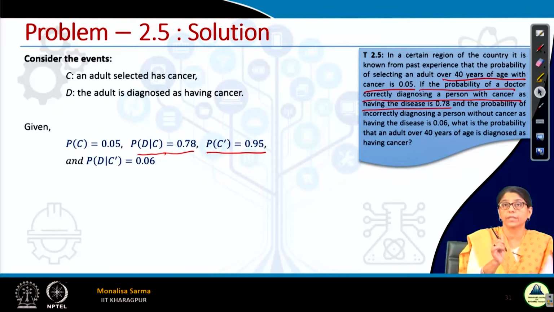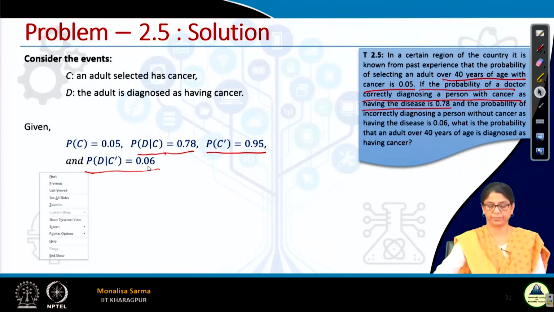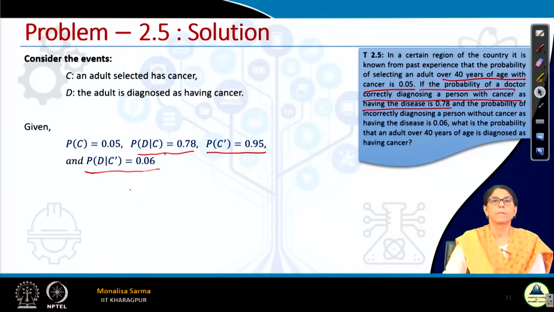And the next part, you see, the probability that incorrectly the person does not have cancer, but the doctor has diagnosed he has cancer. So, he is not a very good doctor maybe, or maybe he was not very attentive at the time of reviewing the reports, right. So, we have all this information.